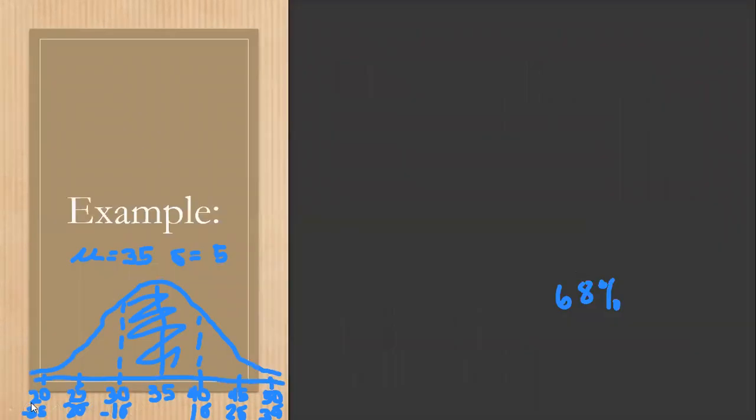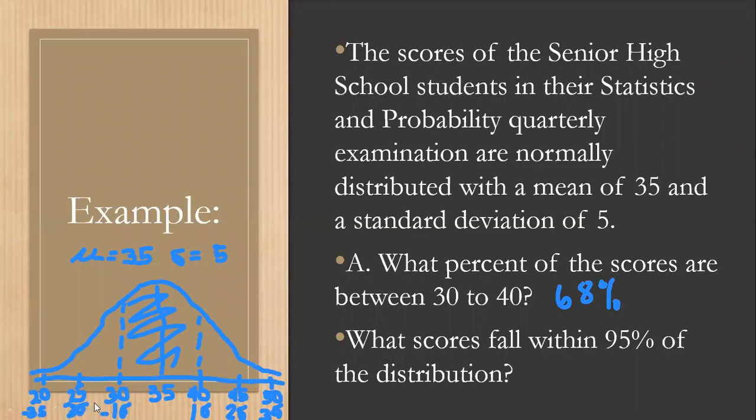So in that case, referring to our illustration, what score falls from -2 standard deviations to +2 standard deviations? That is the score from 25 to 45. So if a student's score falls between 25 to 45, meaning he is within the 95% of the distribution. Okay, so that's how we use the normal probability distribution.